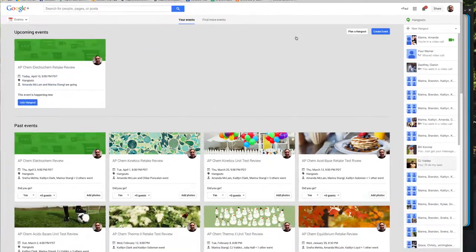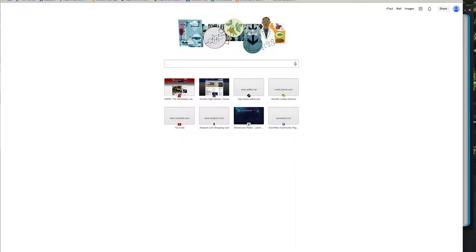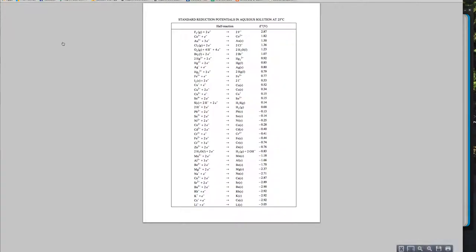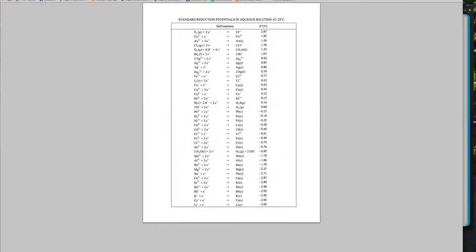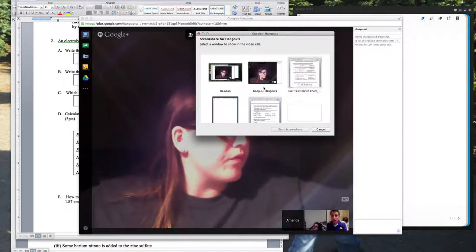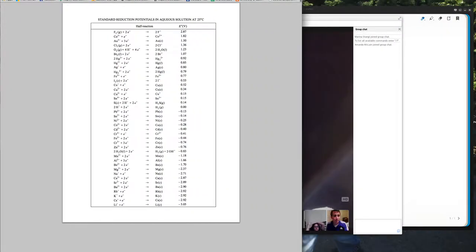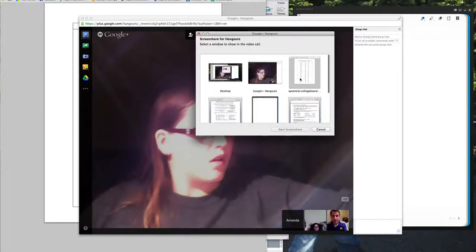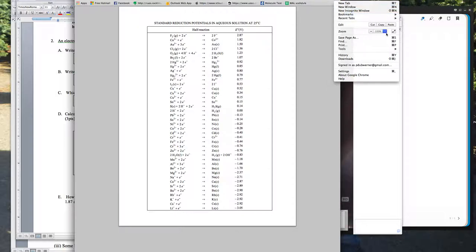I wonder, you know what I should do? I wonder if I can find a quick table to compare. Let's see, AP chemistry, reduction potential table. Oh, here we go, we have one. Okay, I'm going to share the document real quick. Oops, I made it small. I didn't want to do that. Or minimized, not really small, is it? Okay, can you guys see this standard reduction potential table right here? No. Is it pretty small? I can make it a little bit bigger.